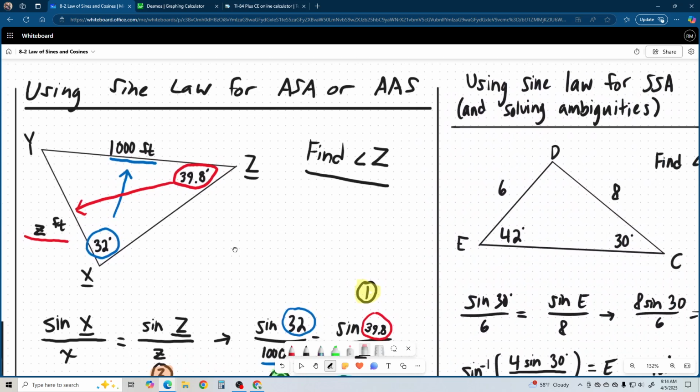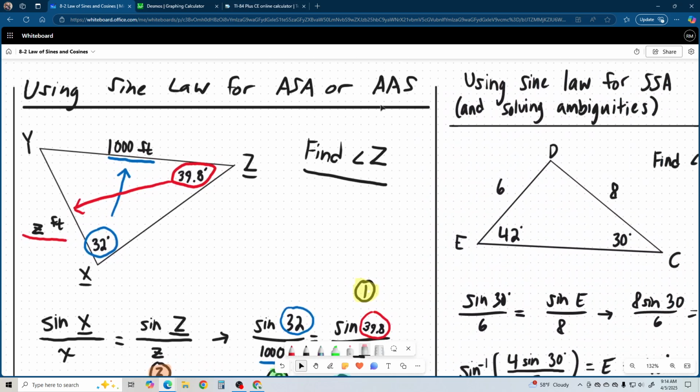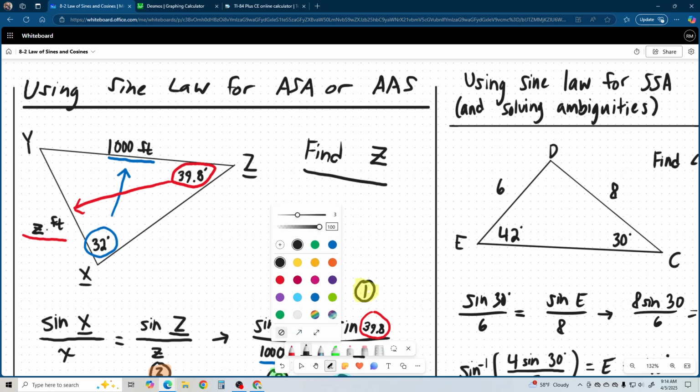So let's start off by using sine law for angle, side, angle, and angle, angle, side. So if this is our problem here, and this is the information they give us, they're asking us to find z, which is this side over here, right? Not angle z. We're finding the side length of z.